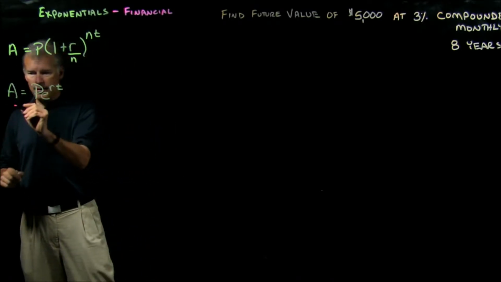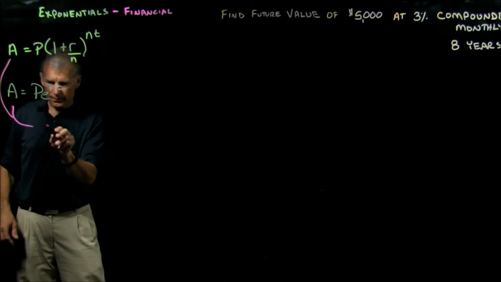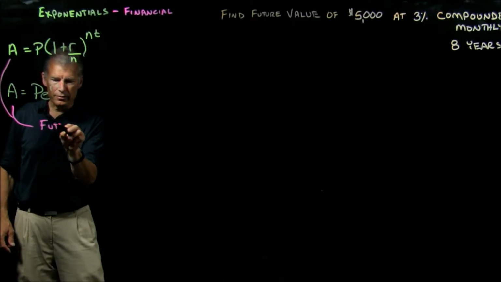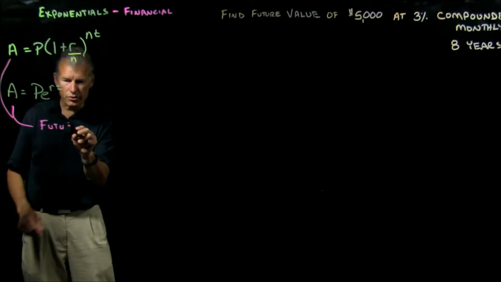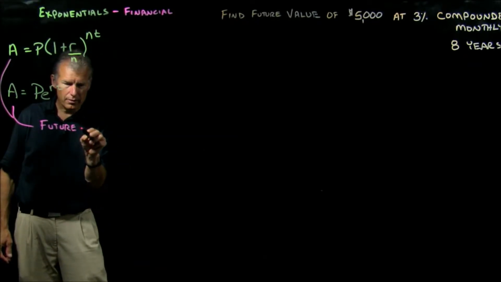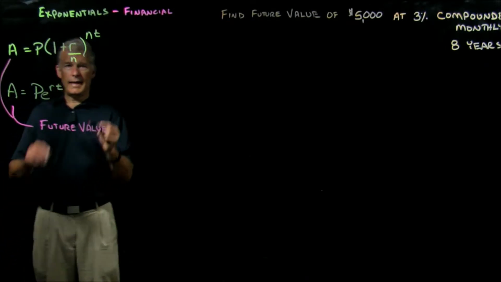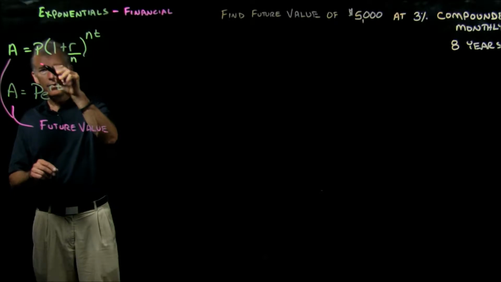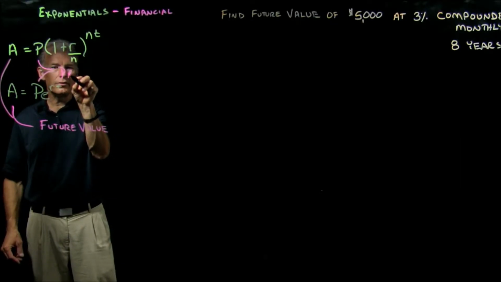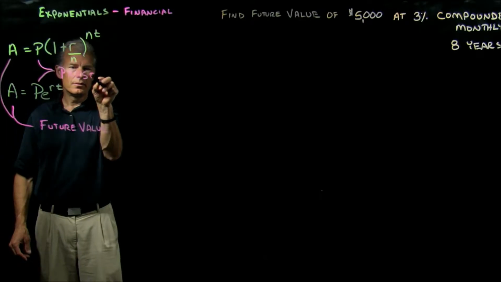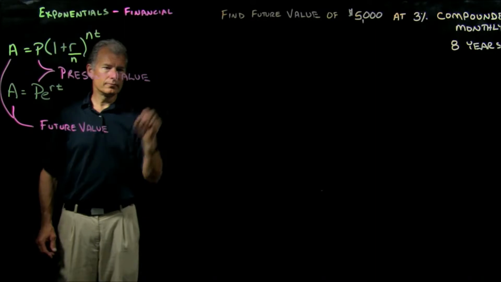So A, and this is for both of them, this would be the future value. You put some money in the bank, you come back 10 years later, how much money do you have? That's the future value. And let's see here, we have the P, this would be the present value. That's what we start with.